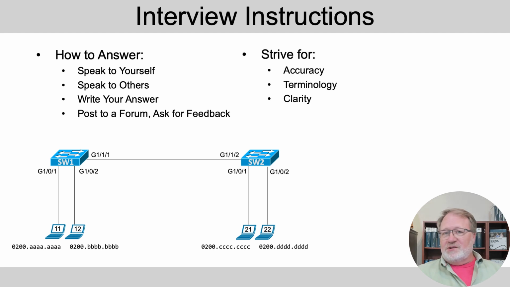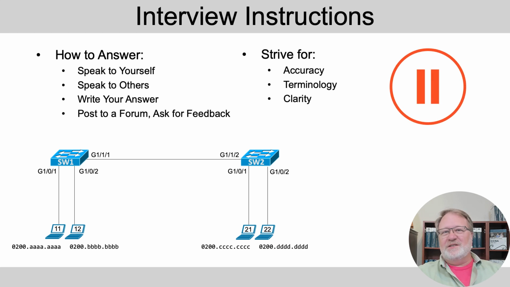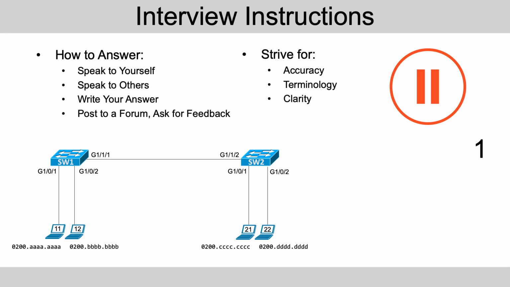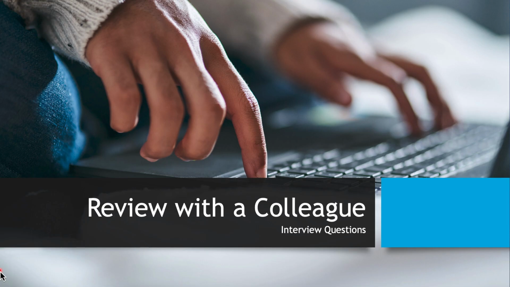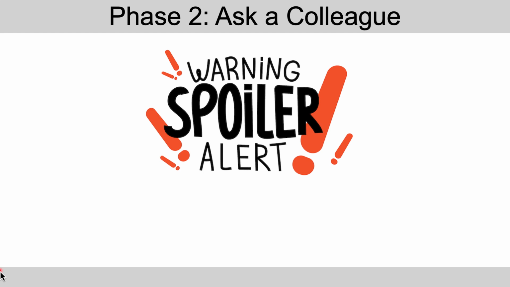When you're answering, strive for accuracy. What you do say needs to be accurate, just like you would want in an interview. Use as much terminology as you can remember, and make sure the way you describe it is clear. You want to strive for clarity. All right, those are your marching orders. Hit pause now. I'll give you a few seconds to do so before I start talking about it. One last warning, spoiler alert, I'm about to start talking about the answers to your interview question. So here we go after the end of the timer.